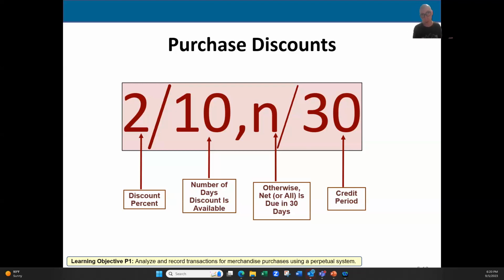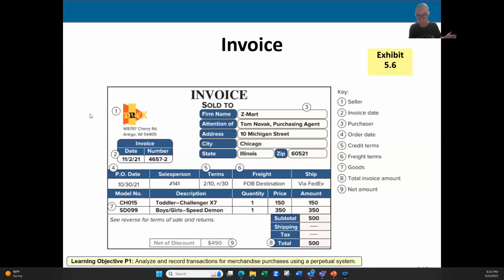Now, this is just an example of the types of terms. I've seen other kinds of terms where it's like 5% discount the first 15 days. Otherwise, the whole thing's due within 30 or 45 days. It all depends on the terms, is what I'm saying. But it's important that you know how to read this part because you'll see this at some point, either on a quiz, on an exam, or even in the future. You'll see it at some point.